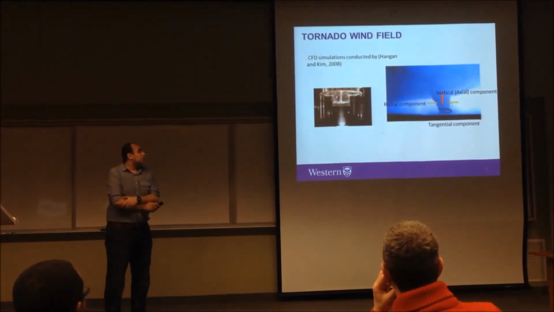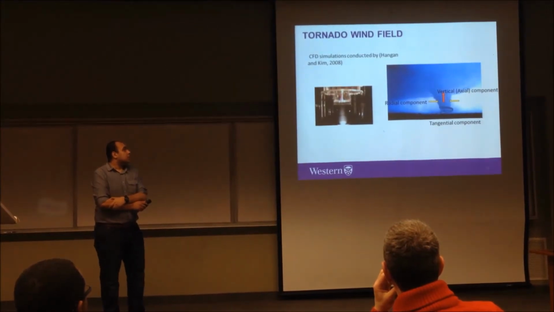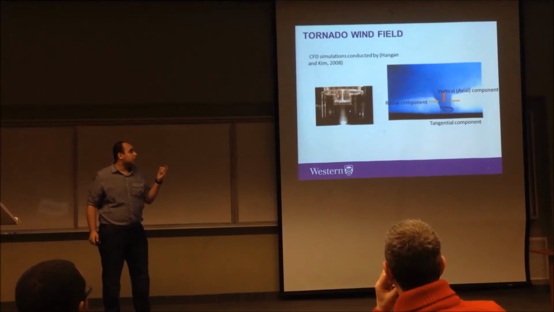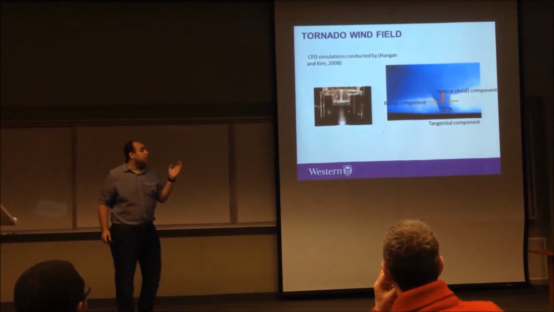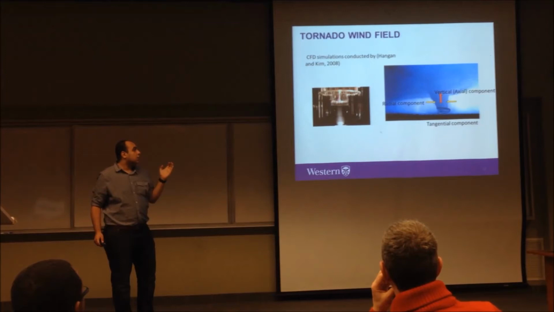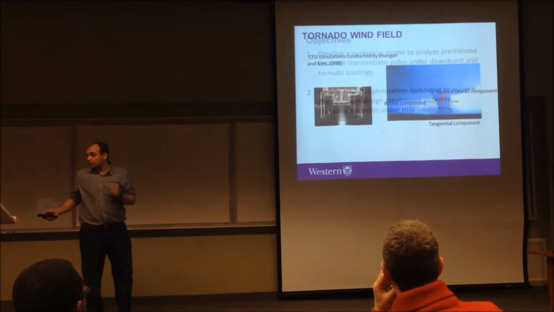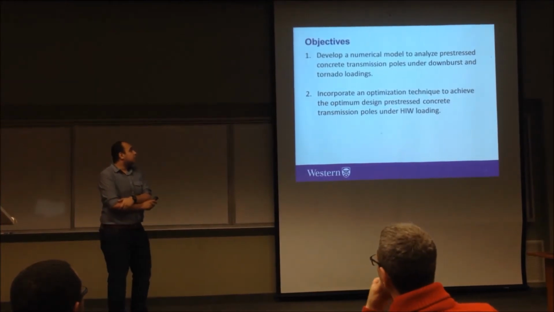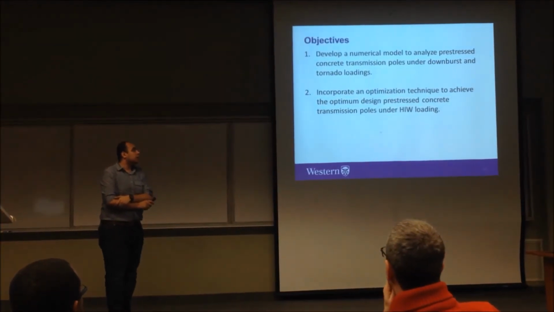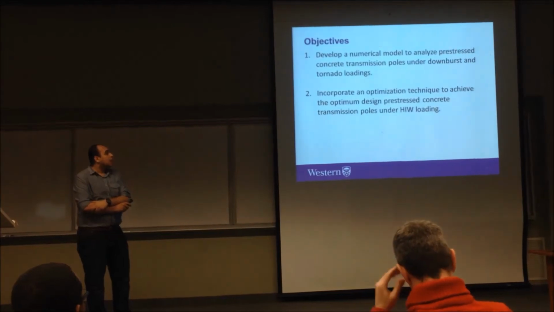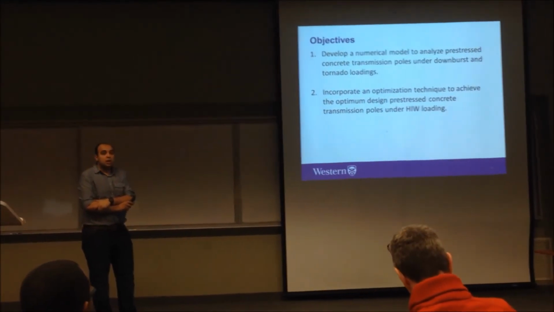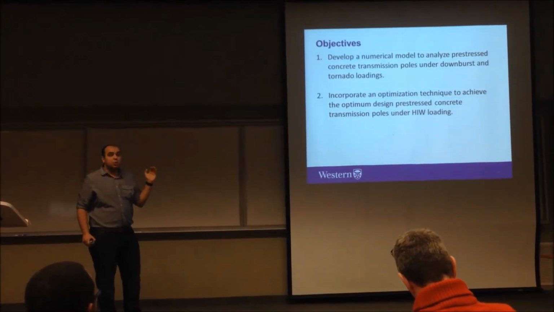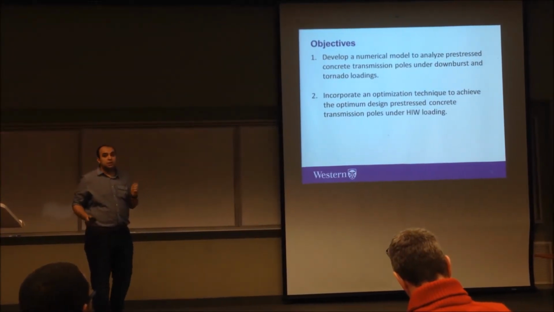For simulating the tornado wind field, computational fluid dynamic simulations were conducted by Hangan and Kim in 2008, and it was found that each particle has a radial component of velocity, a vertical component, and a tangential component. So the objectives of the current study are to develop a numerical model to analyze the pre-stressed concrete poles under downburst and tornado loadings, and to use an optimization technique to achieve the optimum design of such poles under high-intensity wind events.